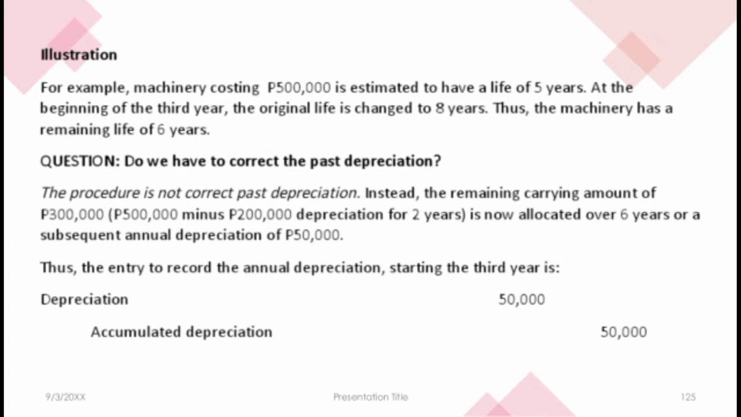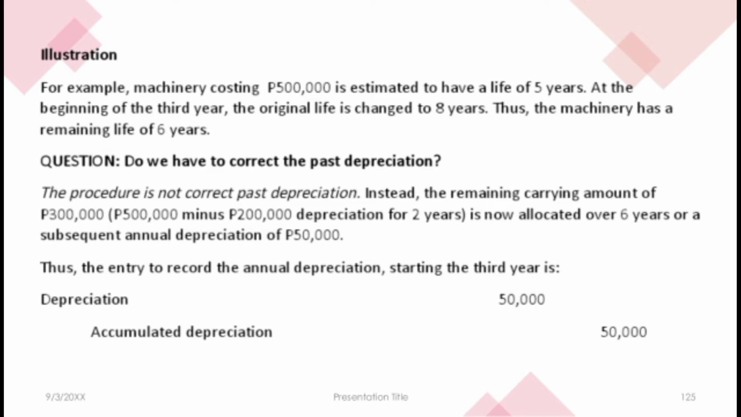So, bakit naging 300K? Kasi 'di ba originally 500K siya, divided by 5 years. So, every year nagkakaroon siya ng depreciation na 100K. Two years na yung nakalipas, so 200,000 na yung na-depreciate. So, originally 500K less 200K accumulated depreciation, ang magiging carrying amount natin is 300,000 na lang. So ngayon, ano ang gagawin natin sa 300K na to? Ito na lang yung i-allocate natin dun sa remaining life na 6 years.